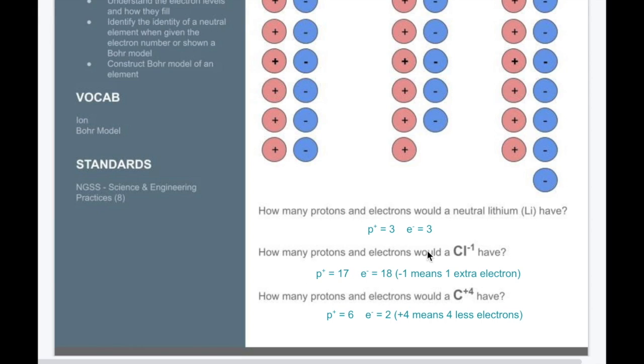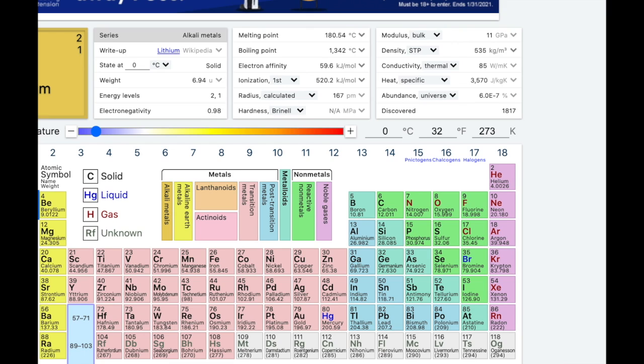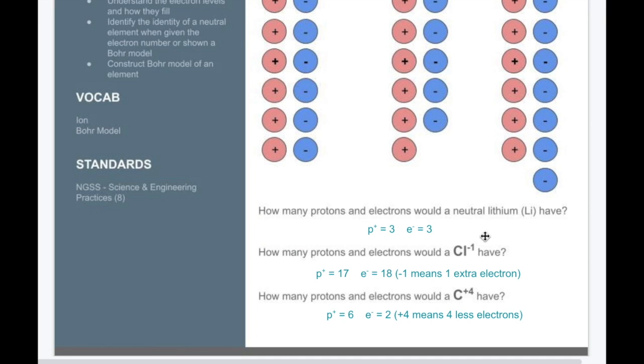How many protons and electrons would chlorine have? If I go back to my periodic table and find chlorine, it's going to have 17 protons because of its atomic number. Because it's -1, it means it has an additional electron added on to it, so it's going to have 18 electrons. So -1 means that there's 1 extra electron. Remember, we can't change the proton number.